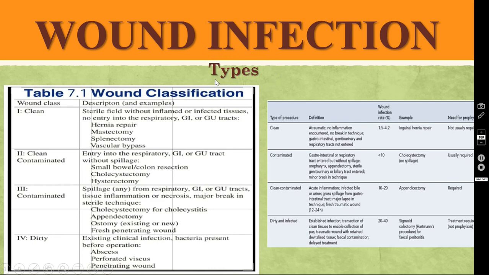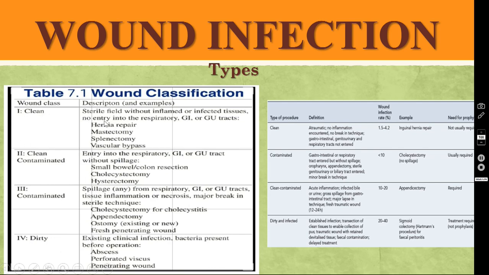There is another type of wound classification depending on the wound infection. It is divided into clean wounds, that is class 1. Class 2 wounds are called clean contaminated wounds. Class 3 is contaminated wound, and class 4 is dirty wound. What are the types of these wounds?